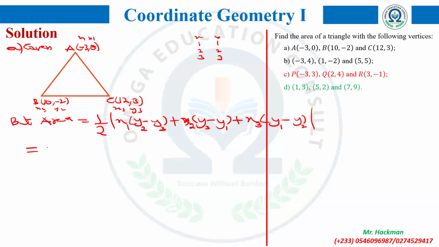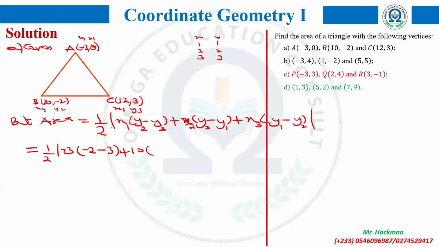So that will be equal to half of the absolute value of, and again, absolute value, because area is a physical quantity, it cannot give you negative. So what is x sub 1? X sub 1 is minus 3, into what is y sub 2? Y sub 2 is negative 2. I hope you are with me. Minus what is y sub 3? Y sub 3 is 3. Then plus what is x sub 2? X sub 2 is 10.